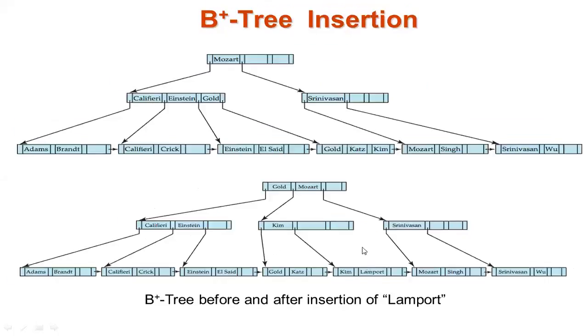Let us take one more example here, Lamport. So here L, right? In the previous slide, we took the B plus tree after insertion as it is, and from this B plus tree, we are trying to add a new name, Lamport. Based on the sorting, you can find where you have to insert.